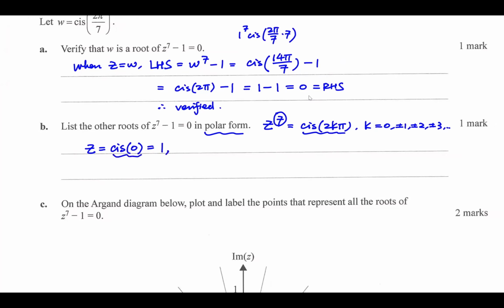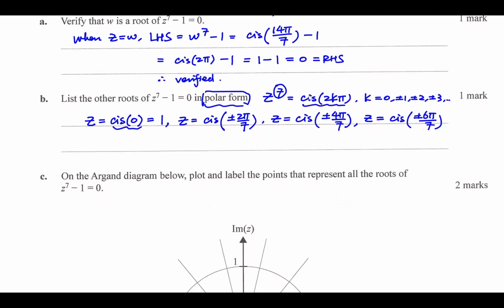I think it would be better to write this as cis 0, because the question wants polar form. And also, if I choose plus or minus 1, I should have cis plus or minus 2 pi over 7, which already included the one solution w from part A. And also we have cis plus or minus 2 lots of 2 pi over 7, 4 pi over 7, and finally z equals cis plus or minus 6 pi over 7. So in total there are 7 solutions.